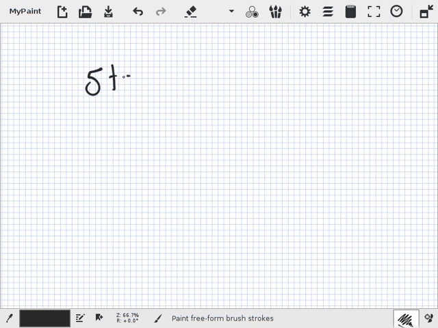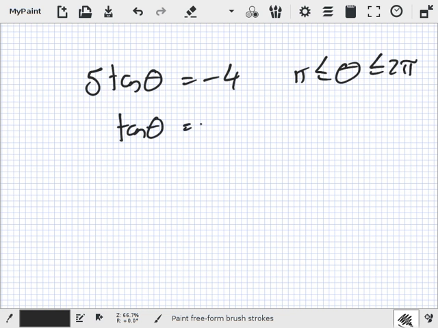5 tan theta equals minus 4, and theta is between pi and 2 pi. Oh, this is complicated. It's not too complicated. Just use a calculator. Well, first you should say this: tan theta equals minus 4 over 5. So theta is tan inverse of minus 0.8.